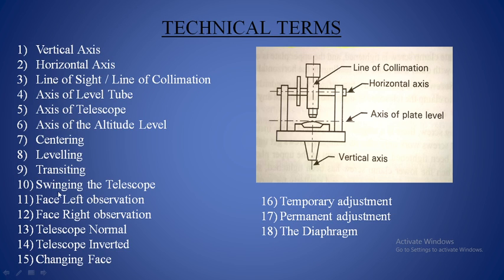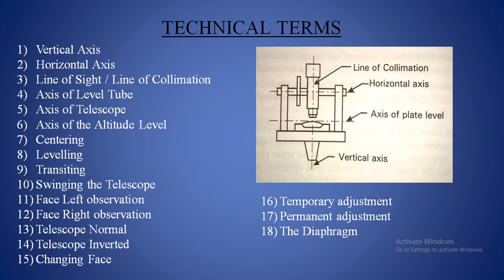So the next one is swinging the telescope. Swinging the telescope means you can swing or rotate the telescope in the horizontal plane through the vertical axis. Just like the dumpy level, you can rotate the telescope in the horizontal plane. This is known as swinging the telescope.